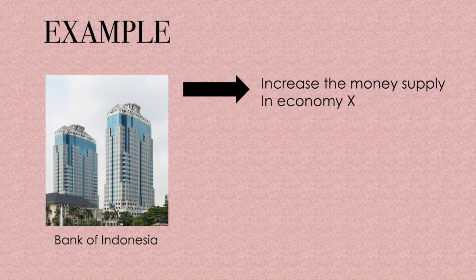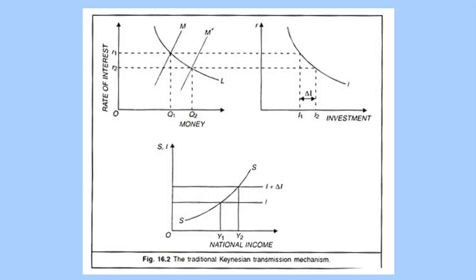For example, suppose the Bank of Indonesia increased the money supply in economy X. Following this rightward shift, the first effect would be on the interest rate. As you can see, there is a decrease in the equilibrium interest rate from 1 to 2.